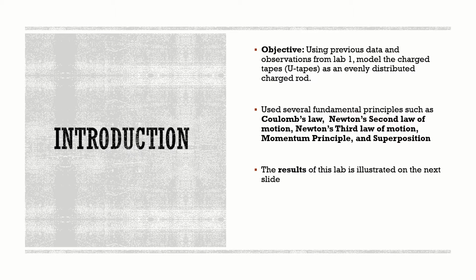So in the introduction, our objective is using previous data and observations from lab 1. We want to model the charge tapes as evenly distributed charge rods. To accomplish this, we use several fundamental principles such as Coulomb's law and the superposition principle. These principles we actively use in this lab to model, and the previous principles we used in the previous labs.